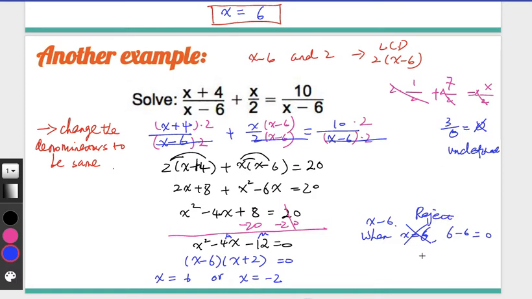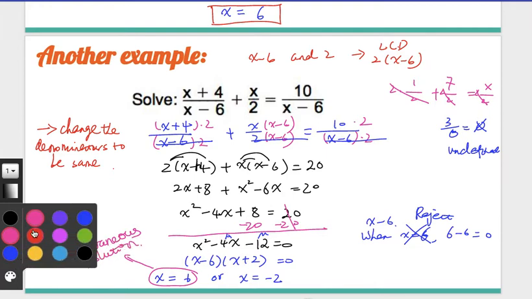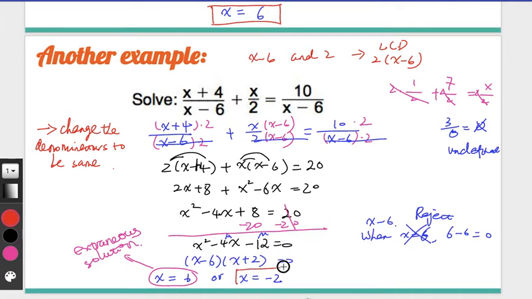When we say reject this solution, it means this is an extraneous solution. Is this something you remember from before? This is an extraneous solution. So that means our formal answer is that the solution is only x equals -2, because it won't lead the denominator to be 0. So this is our solution.